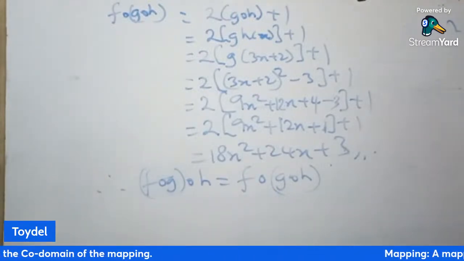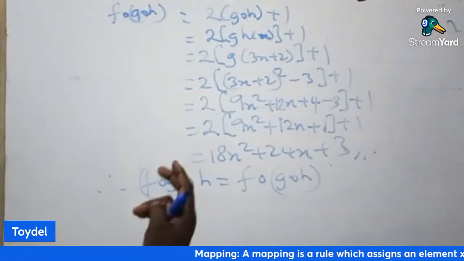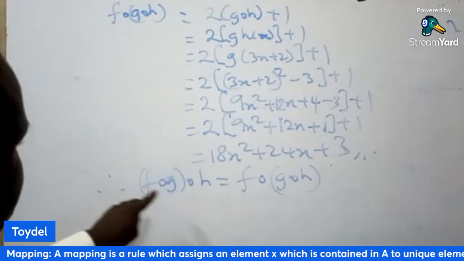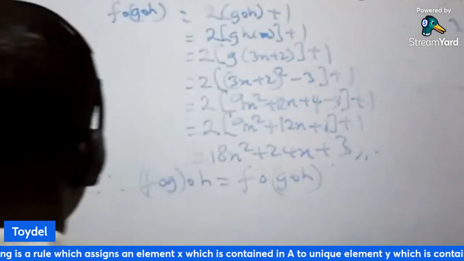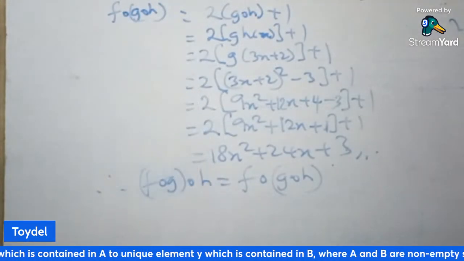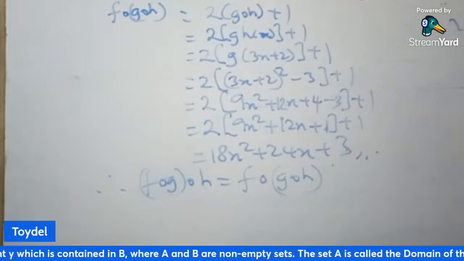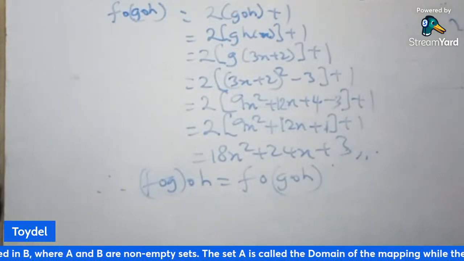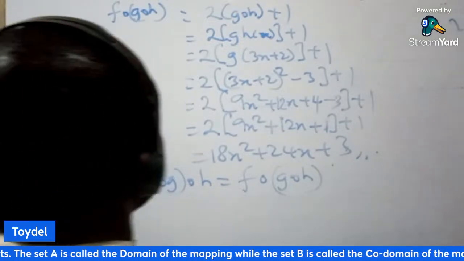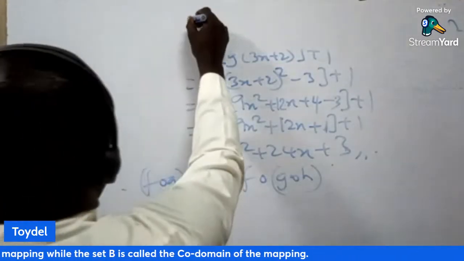Then in general, we can say that the operation of composition of two mappings is associative. So the operation of composition of two or more mappings is associative. We can generalize that the operation of composition of two or more mappings is associative in general, since we are able to show this. So that is that about composite mapping. Then I will go ahead and introduce inverse mapping.